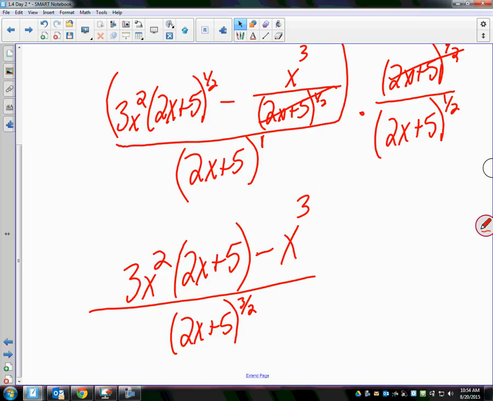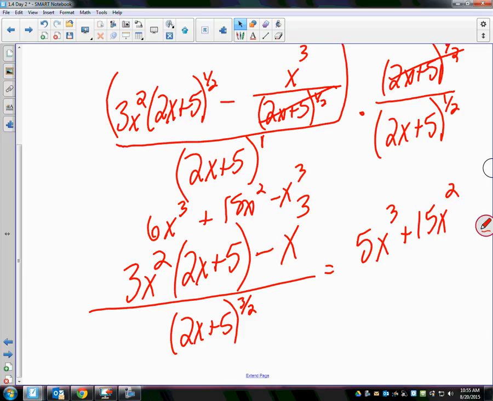Do not cross this out with this, because this is addition and subtraction, right? The subtraction sign right there doesn't let you do that. The only thing you have left to do now is you could simplify the top here, right? That would become 6x cubed plus 15x squared minus x cubed. So 6x cubed minus x cubed would be 5x cubed plus 15x squared, which technically we could factor as well, but I'm not going to.